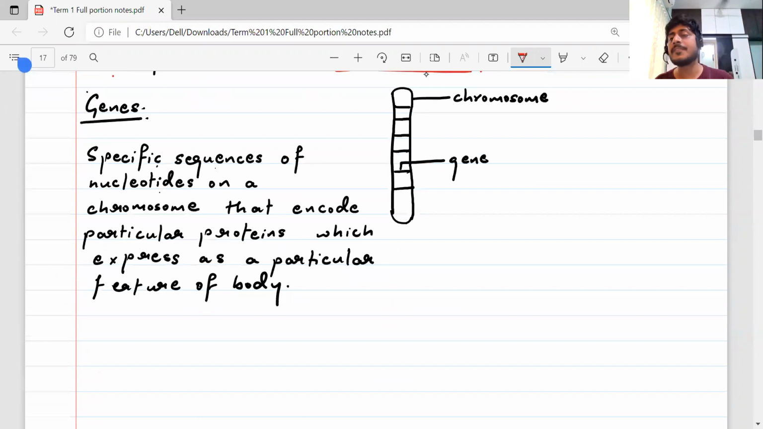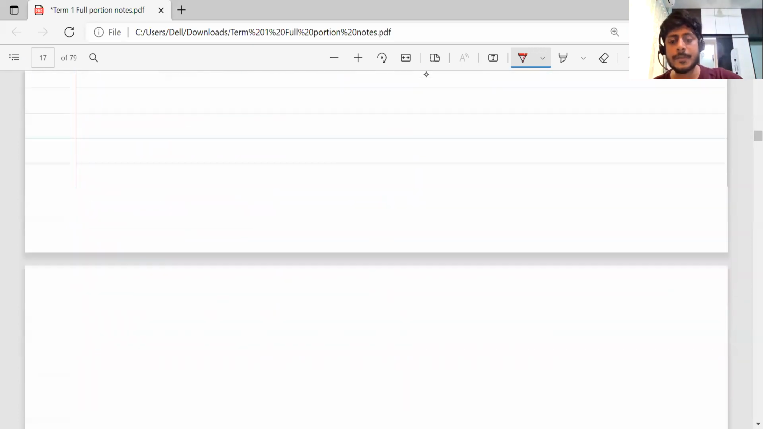Then the last thing was the definition of genes, which are specific sequences of nucleotides. We've seen MCQs with only this much asked. Specific sequences of nucleotides are genes. What do genes do? Genes basically code for proteins. And what do the proteins do? They express themselves as features of the body.